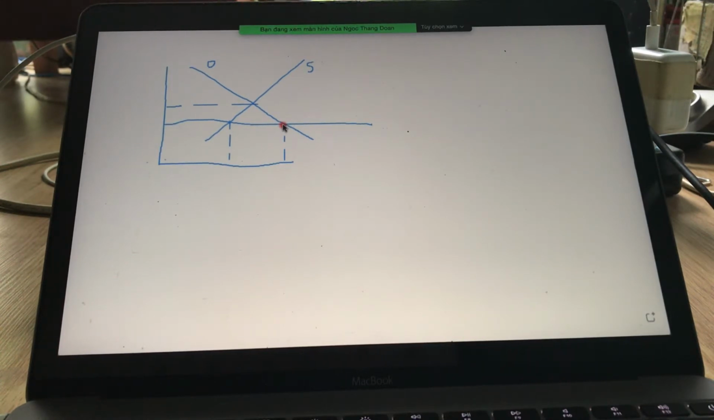How should the central bank do that? Well, they will buy. I'm sorry, they will sell. Okay, the central bank has to sell. The central bank has to sell the foreign currency.